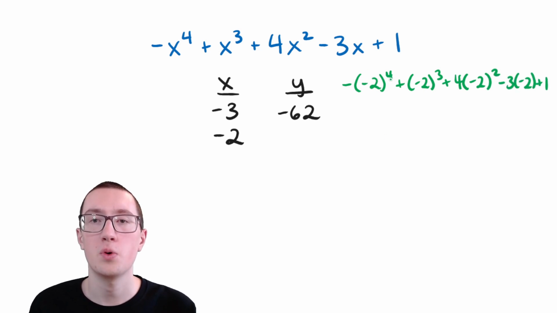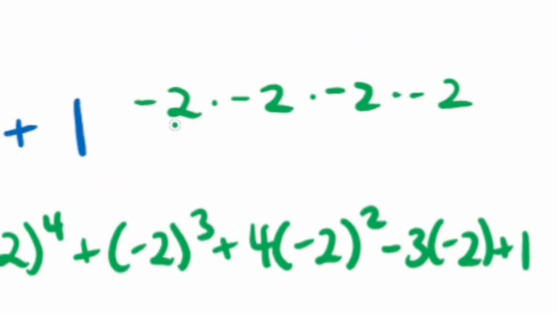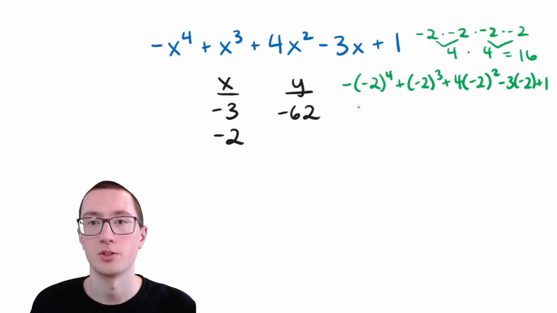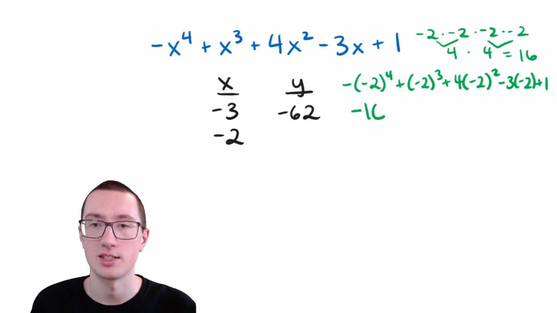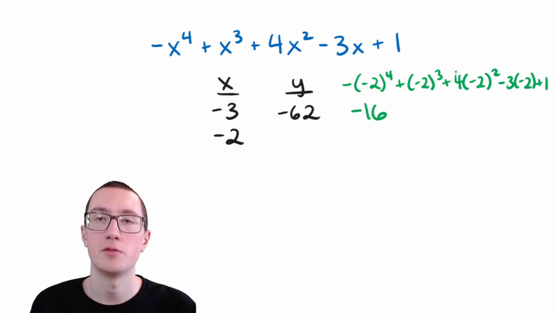So negative 2 to the fourth, well, let's go ahead and write that out. Negative 2 times negative 2, that's 2 times 2, which is 4, and 2 negatives make a positive. So we're going to have 4 times 4, and 4 times 4 is 16. Remember, we have a negative sign here as well that we hadn't used. So it's going to be a negative 16.